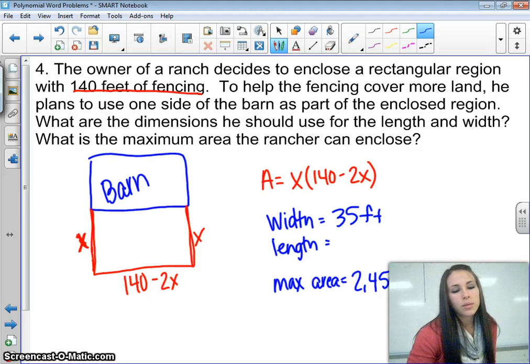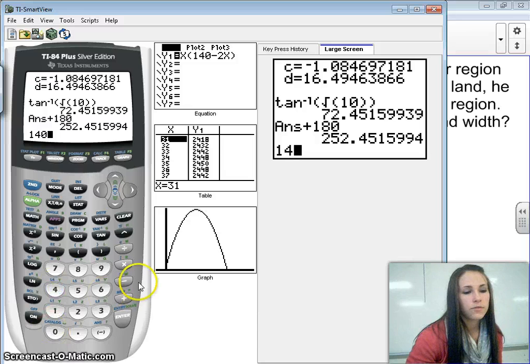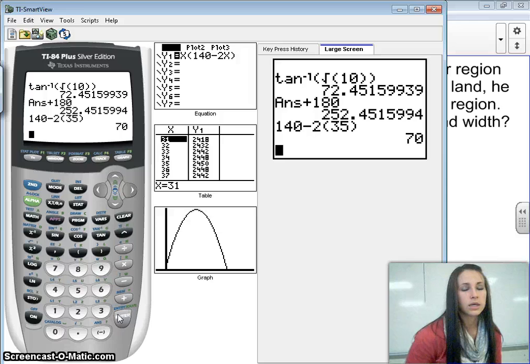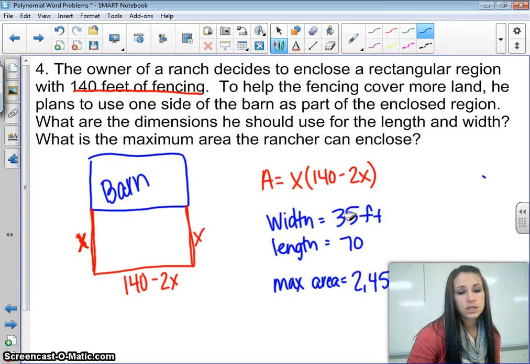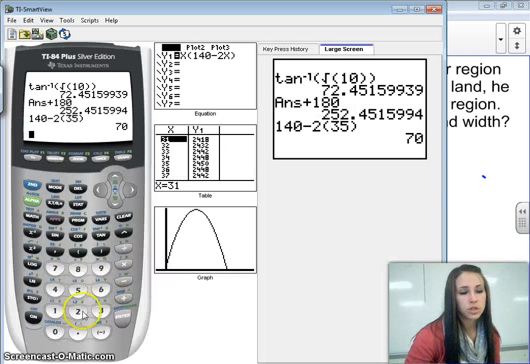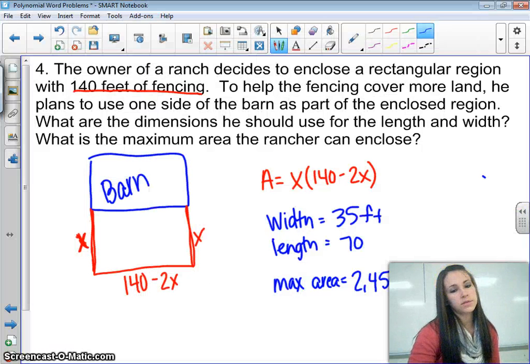And so then you can probably do that in your head to find the length, but if not, I would take 140 minus 2 times 35, and that would give me 70 for the length. And you should be able to check this. 35 times 70, if you go back to your calculator, gives us 2,450. So that should work, so you can check yourself.